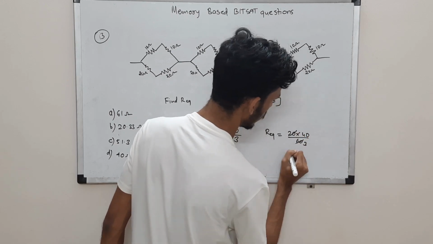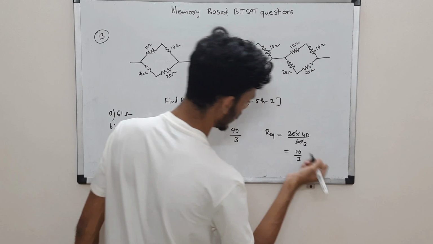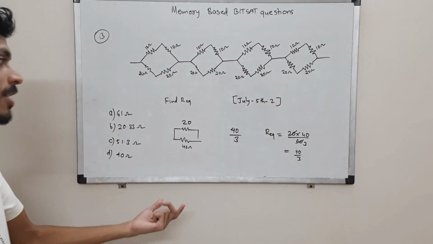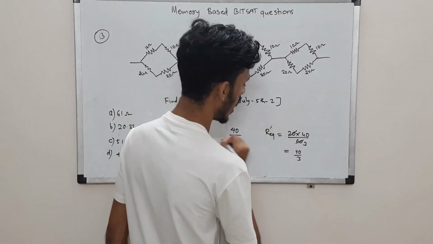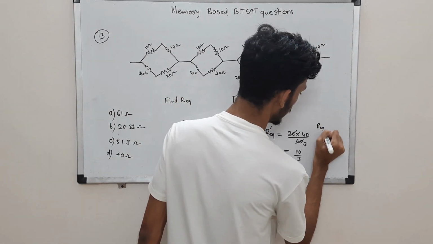This and this will cancel for 3. Okay, so that is 40 by 3, as I told you. But this is not your answer. This is just for 1 unit, right? You have to multiply. This is R dash, I'll say. So R equivalent is 4 times.